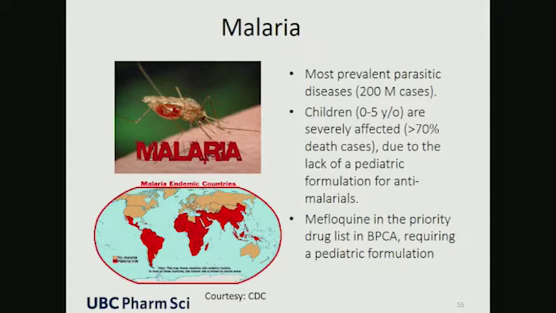The example is the mefloquine, which is in the priority drug list in a US BPCA, which stands for Best Pharmaceuticals for Children Act. So there's a huge demand for pediatric formulation, but there's nothing available yet.